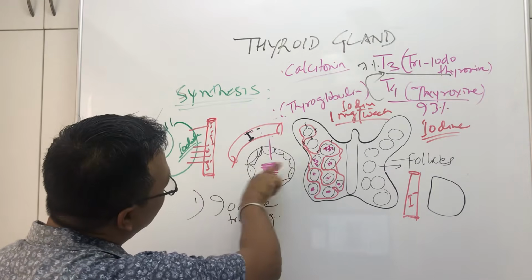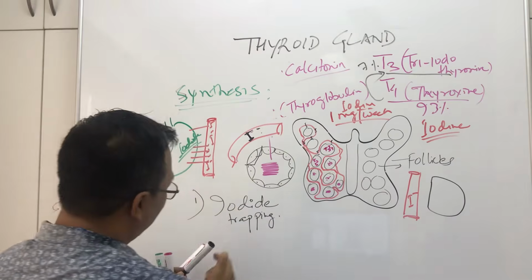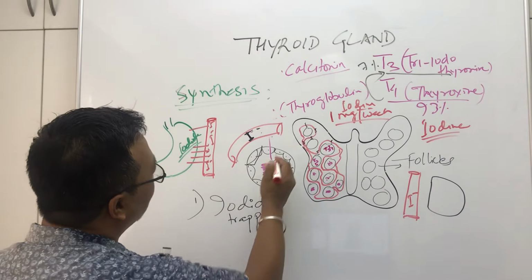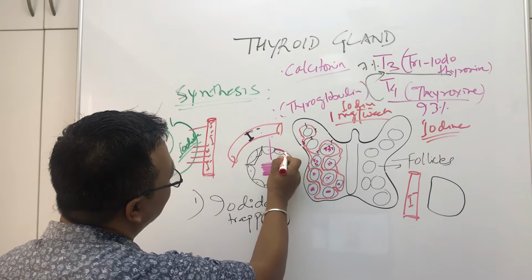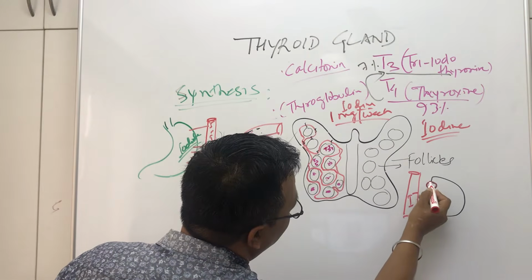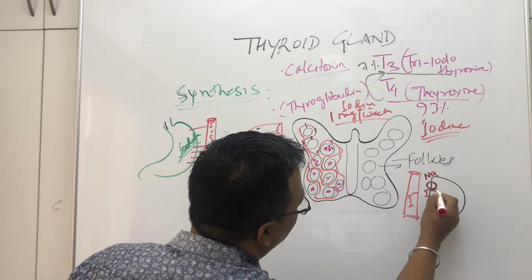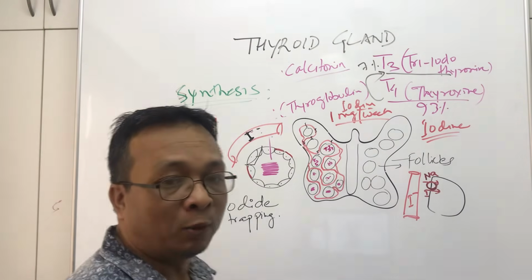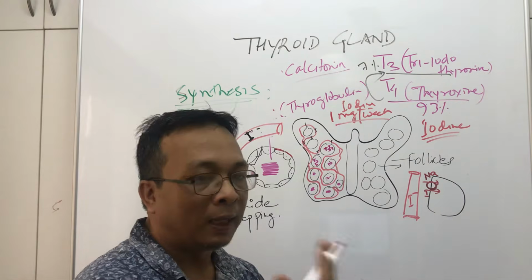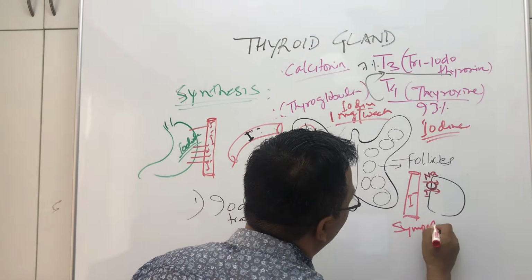So we know that towards the lumen we call the apical side, and this is the back side of the cell. This side of the cell is called the basolateral part. In the basolateral part, there is a transporter mechanism, the sodium iodide symporter. Symport means when one molecule helps the other.